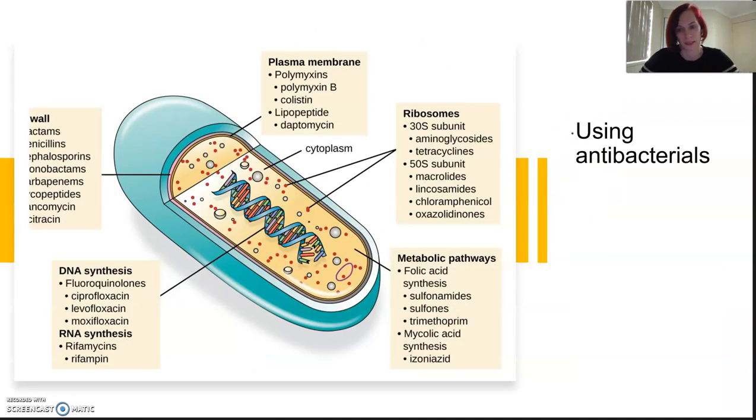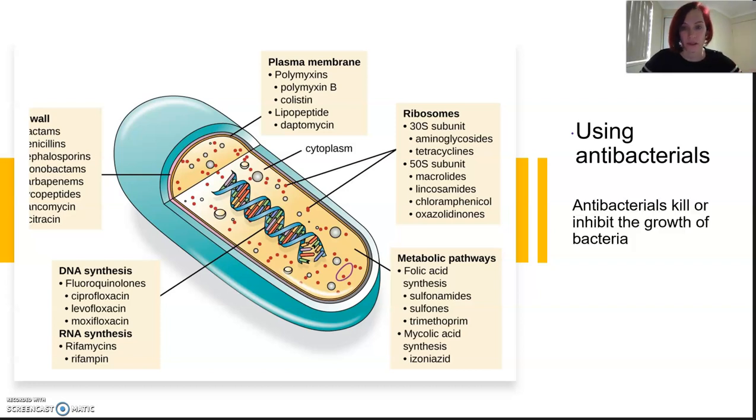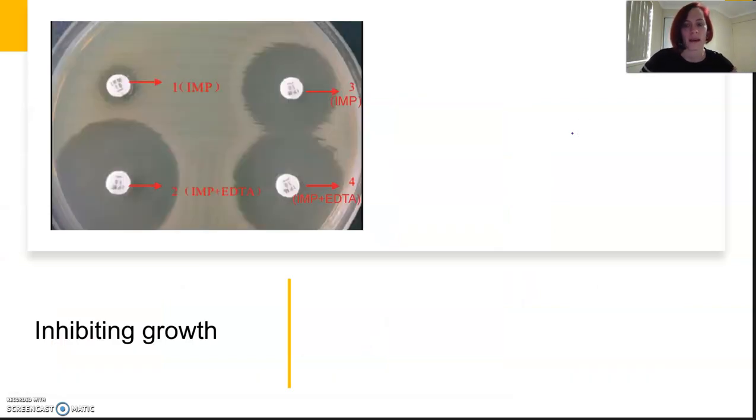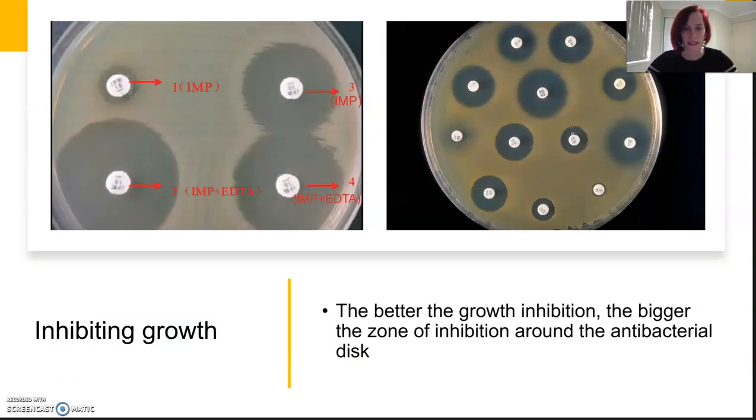We are going to use antibacterials, and antibacterials are any substance that can kill or inhibit the growth of bacteria, right? And they're going to do it in a number of ways. They might dissolve their lipid membrane, or they might denature their proteins or something like that. When we inhibit growth, we are going to very clearly see it. And the bigger the zone of inhibition, which is what we call it, the zone of inhibition around the antibacterial disc, the better the antibacterial is for that particular bacteria.